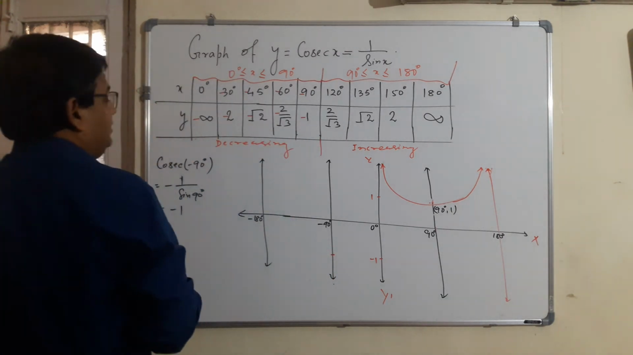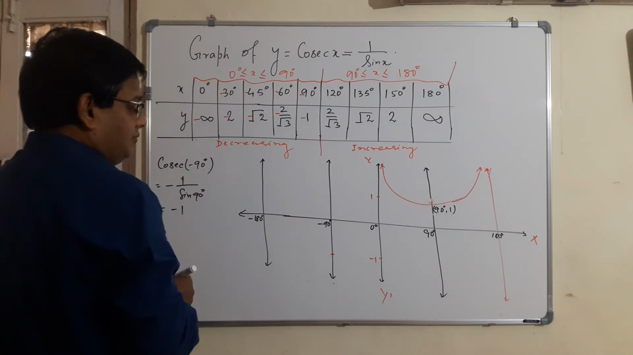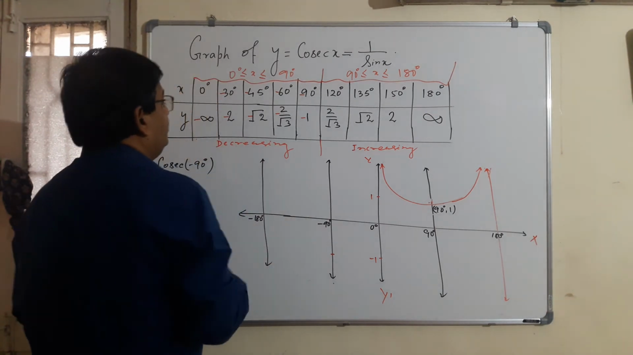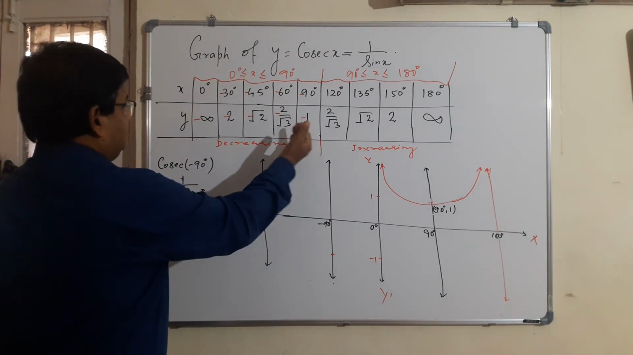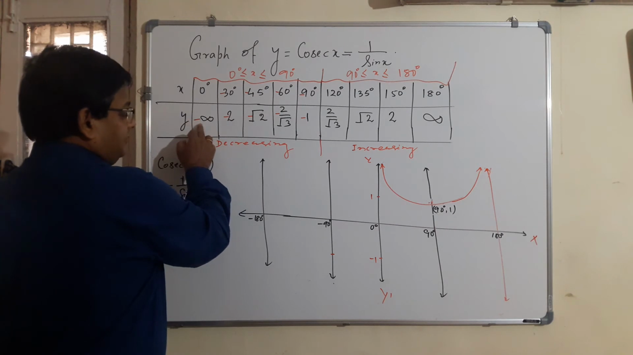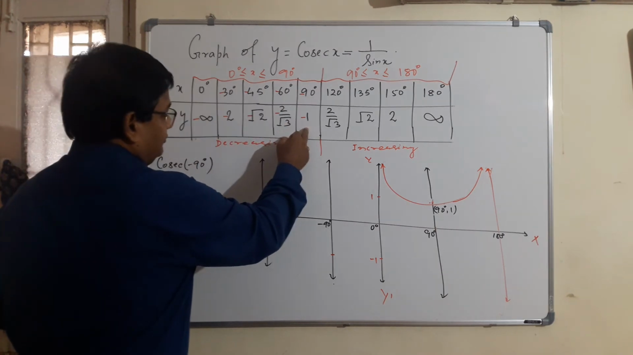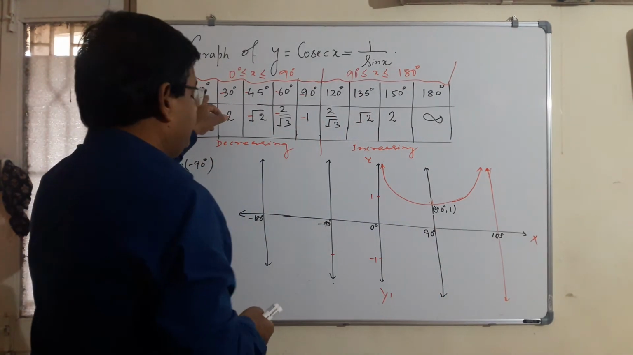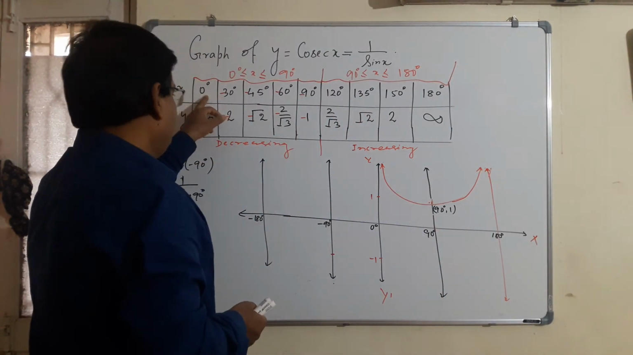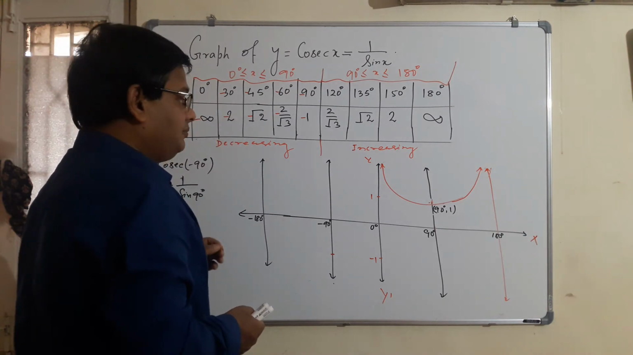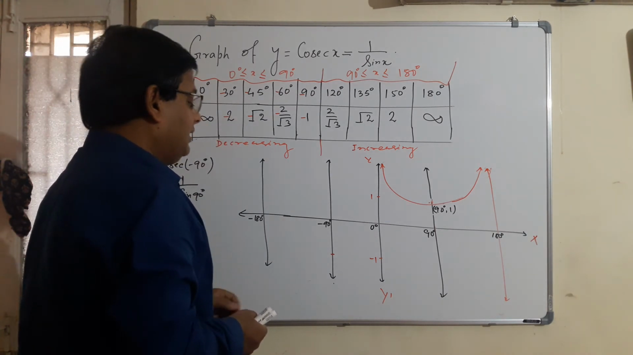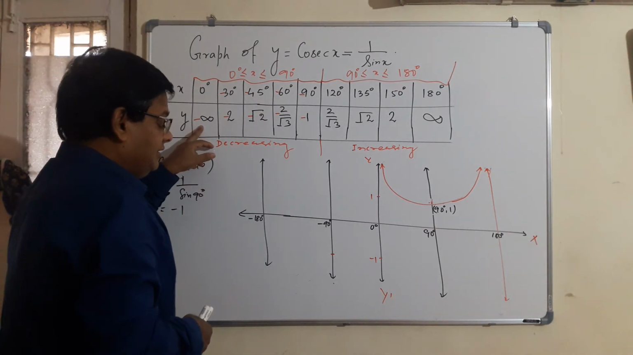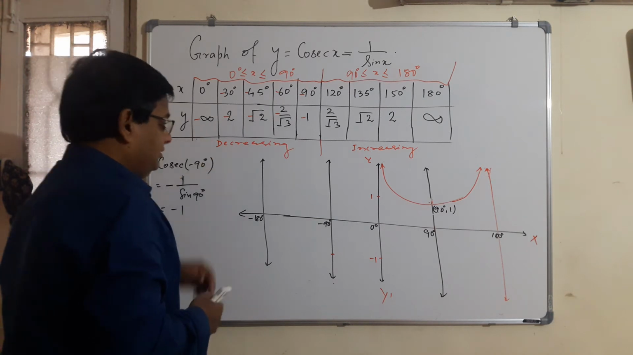When 90 degree, the value is minus 1. Now, you can see here, when you are going towards this side, minus infinity to minus 1. Here on the left side, slightly less than 0 degree, means minus 0.00001. So you will get here almost minus infinity.